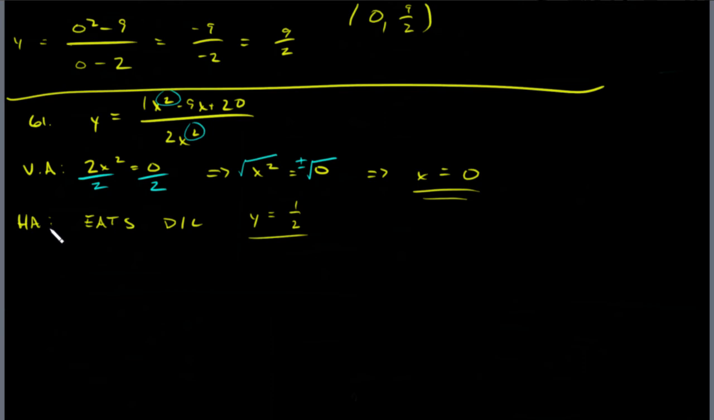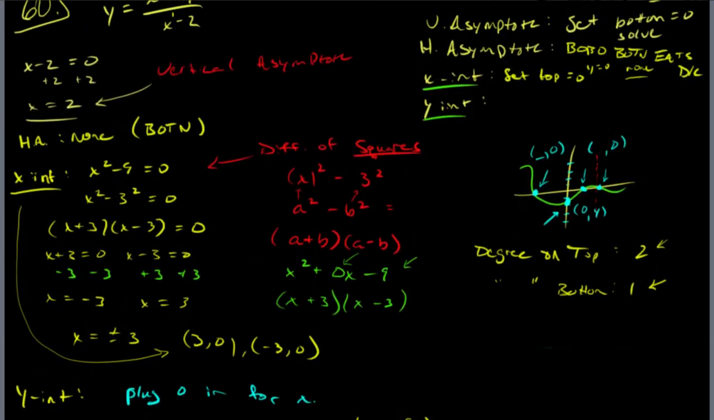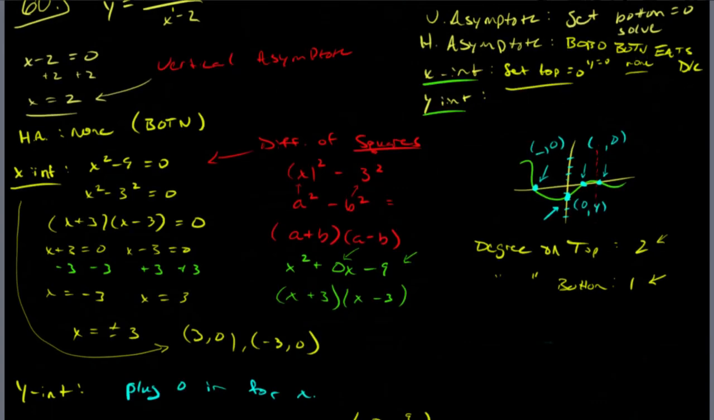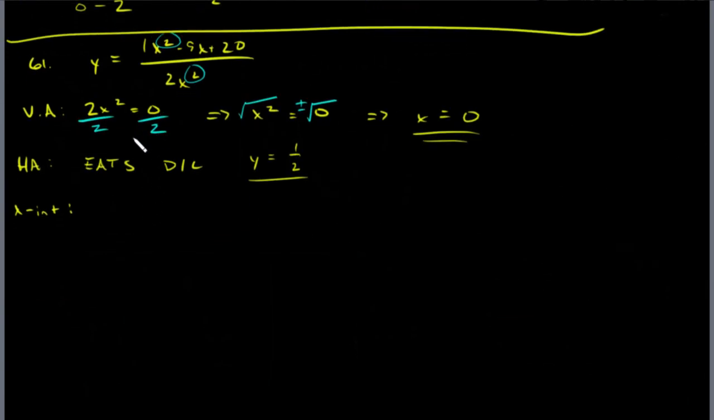X-intercepts come next. You can do these in any order, I really don't care. So, x-intercepts. All right, scroll back up here to see what we do for those. You set the top equal to 0 and solve. So that's x squared minus 9x plus 20 equals 0. This is a standard case of what multiplies to give you 20 and adds to give you a negative 9.